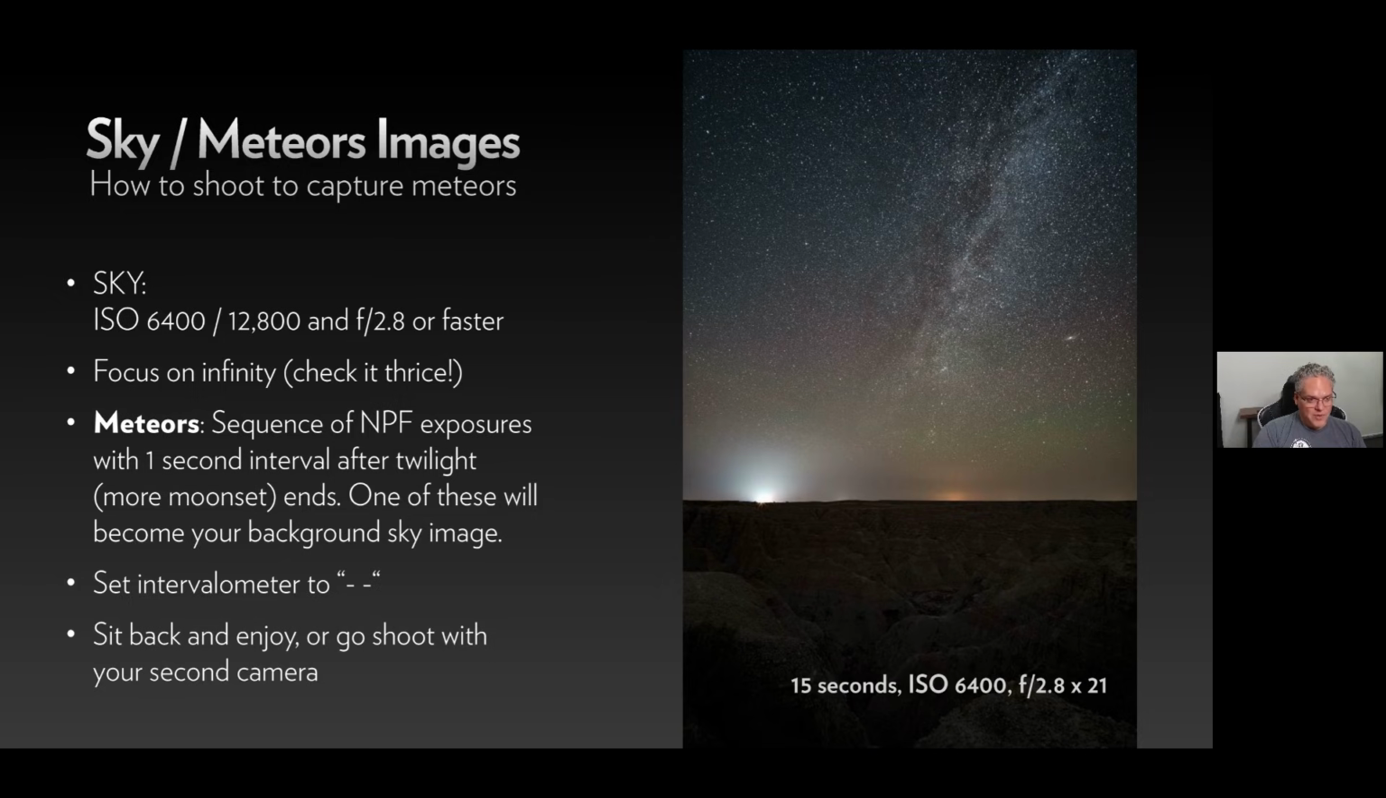And then from here, you're really going to take this same picture over and over and over hundreds of times. So you're going to set your camera to whatever setting you arrive at. In this case, it was 6400, 2.8, and 15 seconds. And I'm going to set a 1 second interval in between those and set my intervalometer to infinity, which is the double dash, and then say go. And every once in a while, I'm going to come back to make sure that A, my memory card is not full, and B, that I have enough battery left.